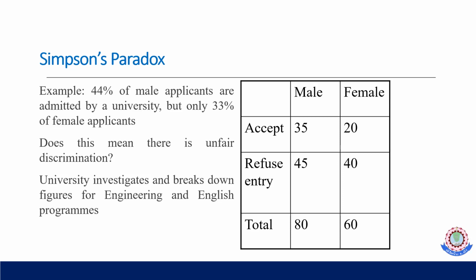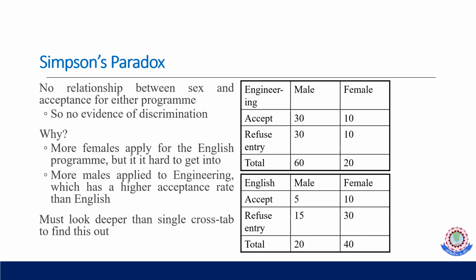So the university investigates and breaks down the figures for the engineering as well as the English programs. Here we do not find unequal discrimination. We find no unfair discrimination by any chance. There is no relationship between sex and acceptance for either of the programs. So there is no evidence of discrimination, so how has this happened? For engineering, we have a snippet: male candidates 30, female candidates 10, and refused entry for male 30 and female 10.